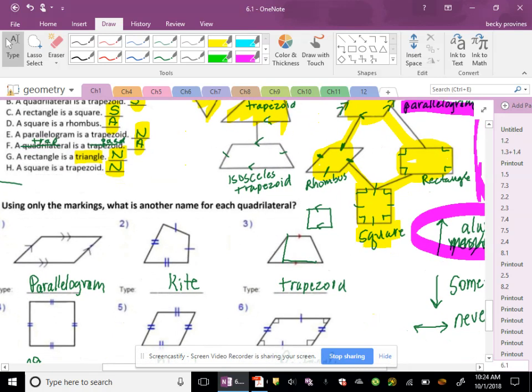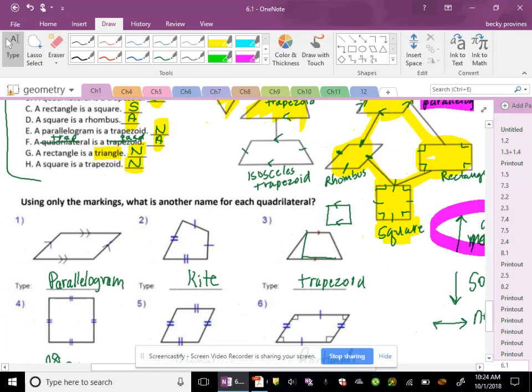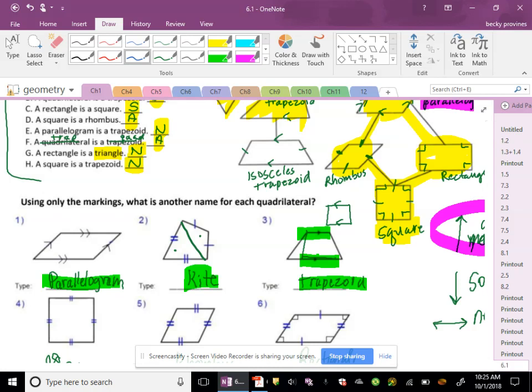Okay, so we are going to identify using markings. The first one, opposite sides are parallel, so it is a parallelogram. If you look at the next one, notice the left and the right side look like isosceles triangles. This is a kite. You have one set of parallel lines, so that is a trapezoid. If you're asking why isn't it isosceles, you would have to know these two little legs were equal. They are not equal in this example, so it is not isosceles.